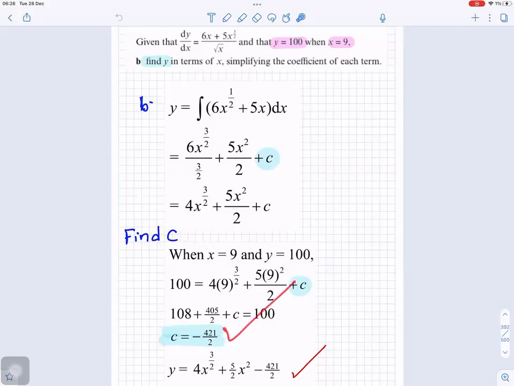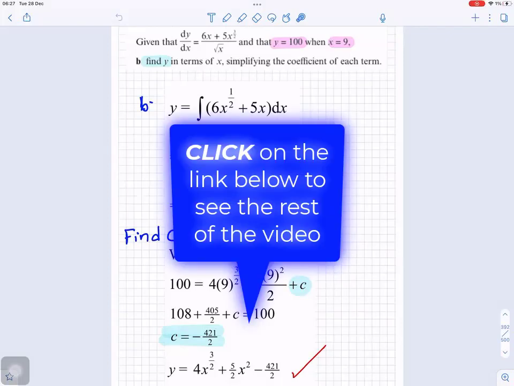You found c. You can now write the equation. y equals 4x to the 3 over 2 plus 5x squared over 2, and then you add c. The c now is minus 421 over 2. And that's your answer. So you have successfully integrated, and then you have found the value for c. So congratulations and thank you to the students who asked this question. These are very common questions in exams.